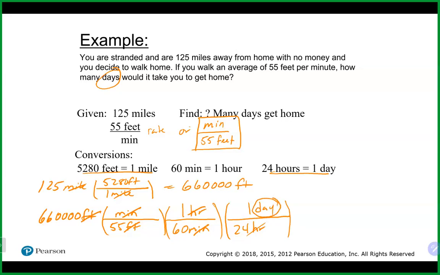So again, here I would take my 660,000. Basically everything on top is 1, so you don't really need to multiply it by 1, but you can if you like. I'm going to hit equals, then divide by 55. I have multiple numbers on the bottom, so I divide by 55 and hit equals. Then I divide by the next number, which is 60, and hit equals. Then divide by the last number, which is 24, and hit equals. That is going to give me on my calculator the correct answer of 8.3333, a lot of threes, days. So again, I wouldn't try to punch it all in at once. I would multiply the top, divide by the first number, hit equals, divide by the next number, hit equals, divide by the last number, hit equals.